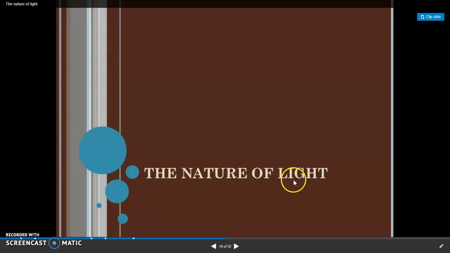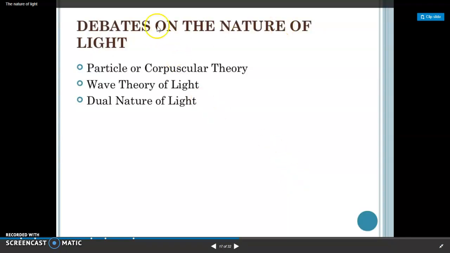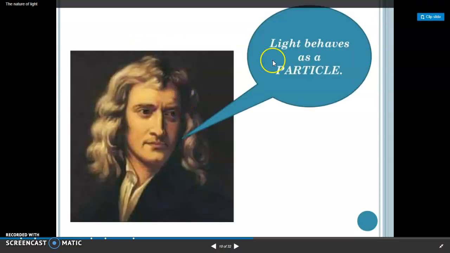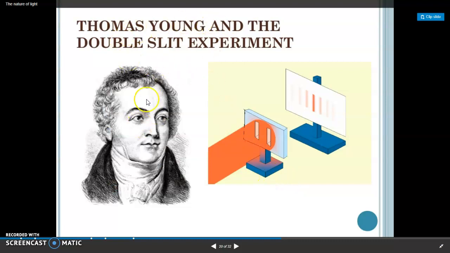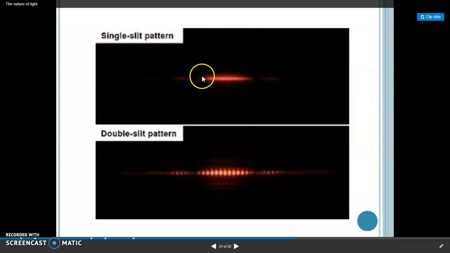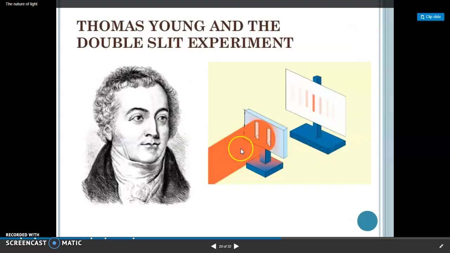So now, the nature of light. Debates on the nature of light: the particle or corpuscular theory, the wave theory of light, and the whole nature of light. Light behaves as a particle. So, evidence for waves: Thomas Young is a scientist who did the double slit experiment. This is the single slit pattern, and this is the double slit pattern. This is the experiment here.